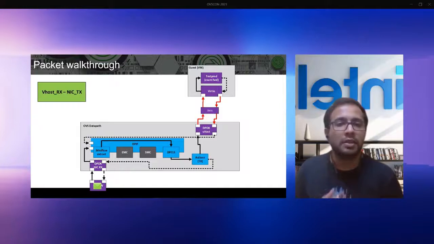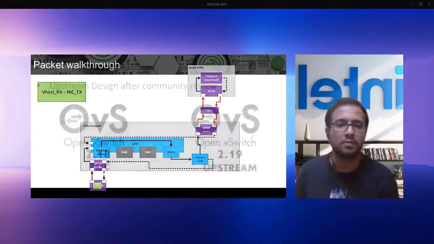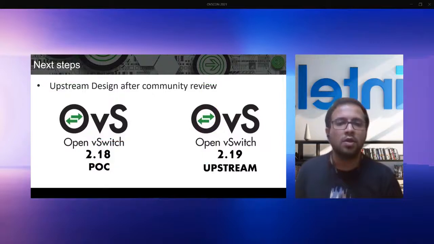So this captures the entire packet flow with the proposed design. Hope this walkthrough made things clearer. So what are our next steps? A POC based on the presented design will be sent out to the community by the 2.18 release once the required support is added in the DPDK vhost library, and we request good support from the OVS community to upstream this design for the 2.19 release.